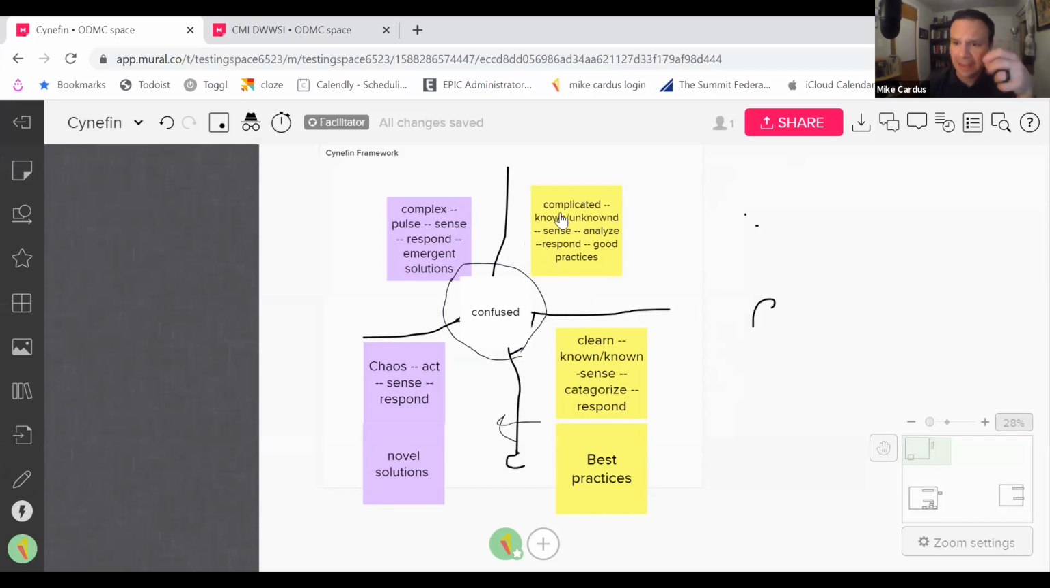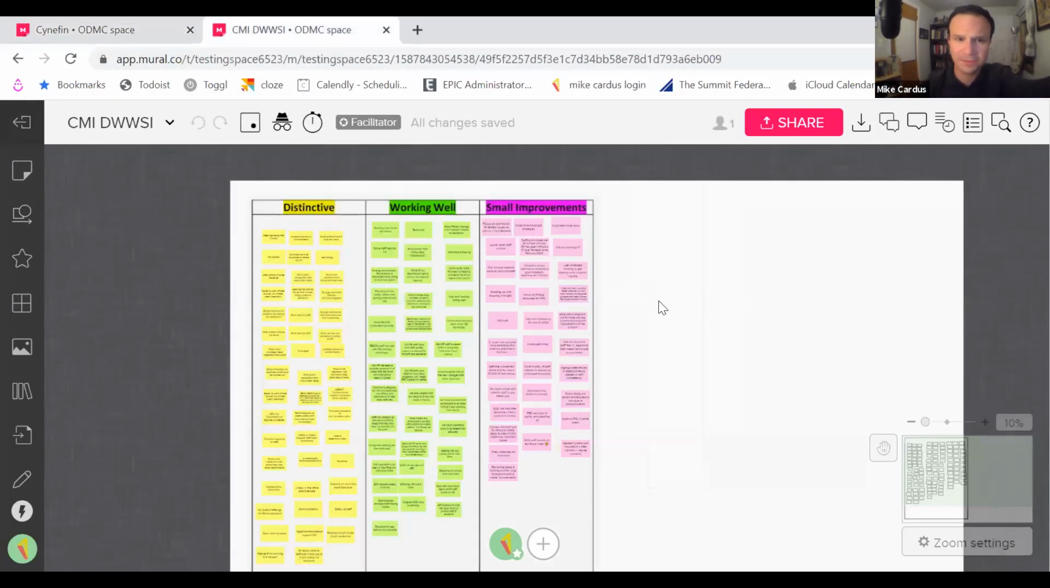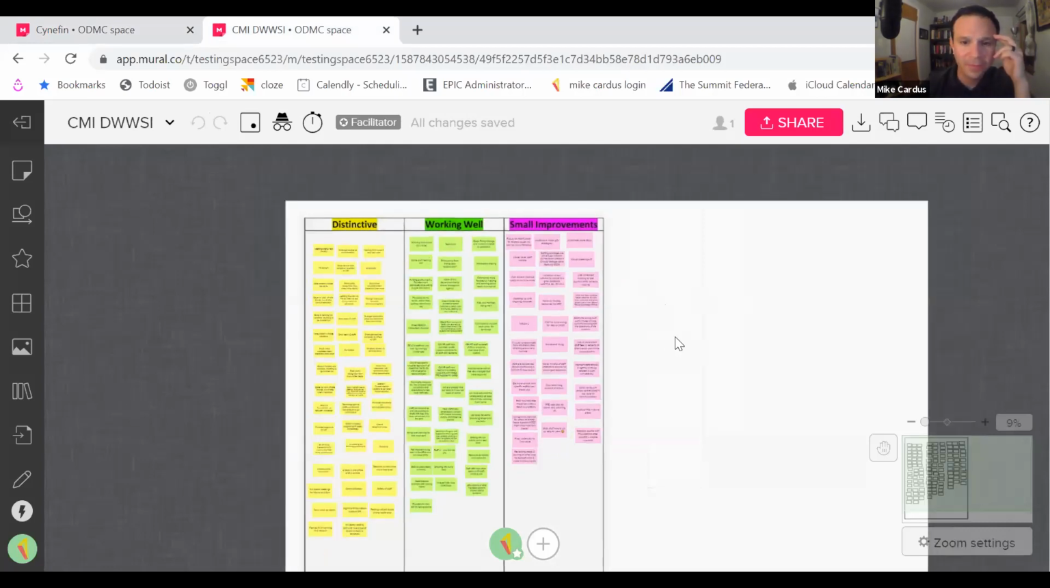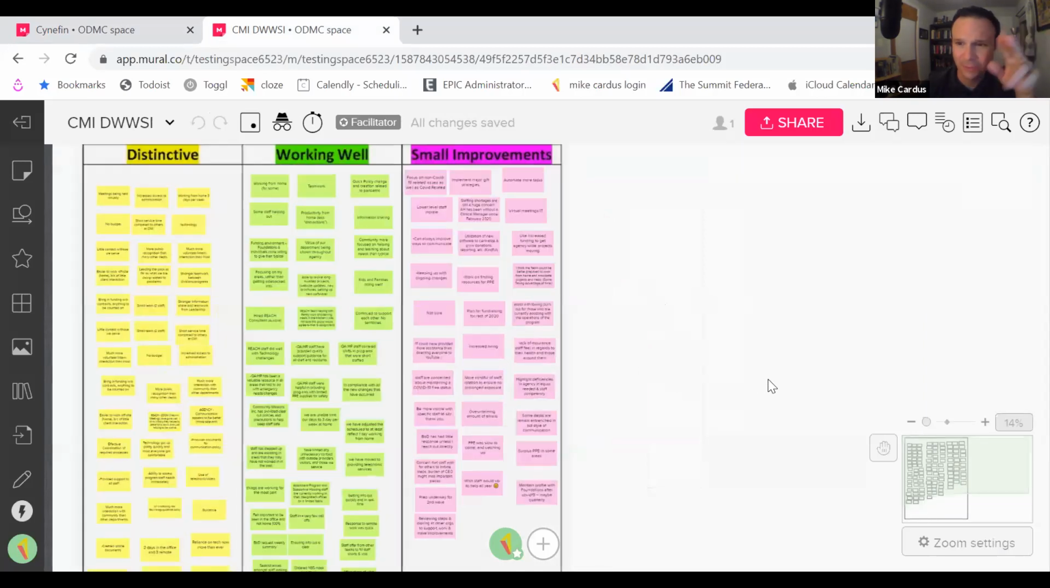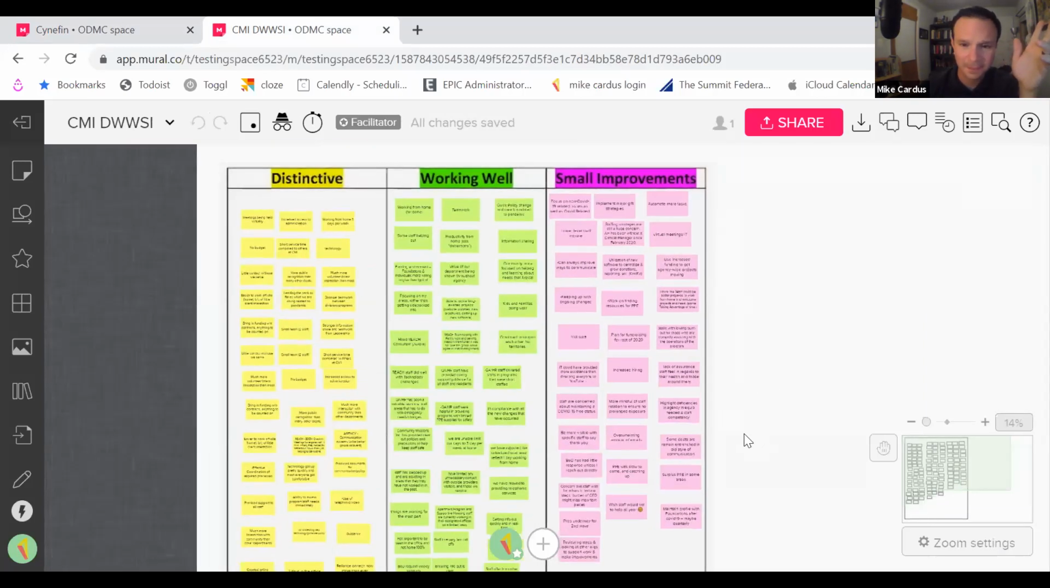you want to capture information first. So I'm going to bounce to a different mural. Can you guys see this distinctive working well small improvements piece? Yes? Okay, good. Let me show you an example. I'll show you 2 examples. This one is a little different.